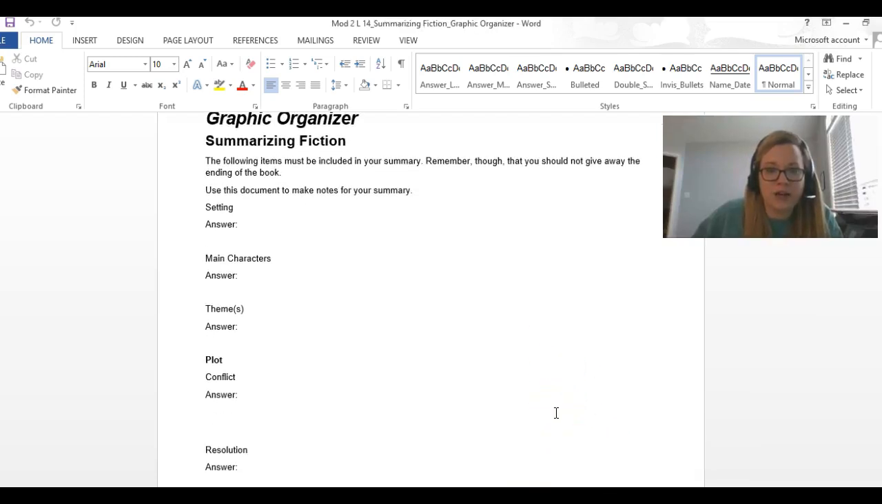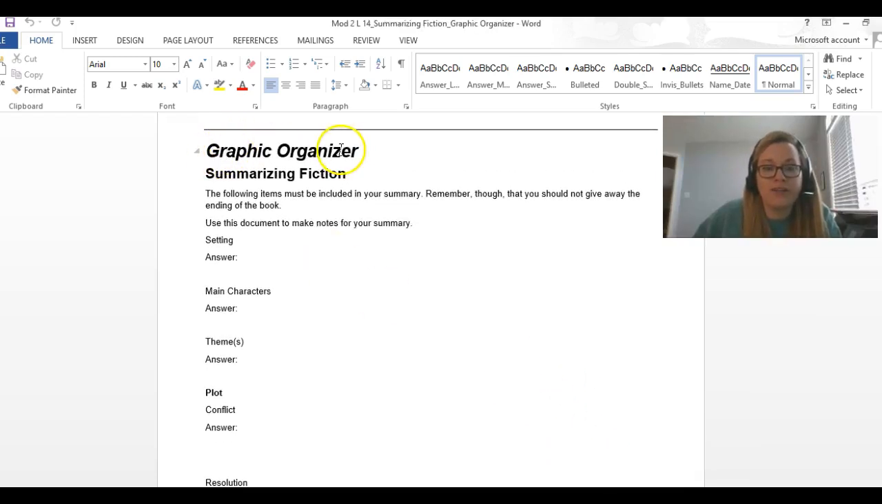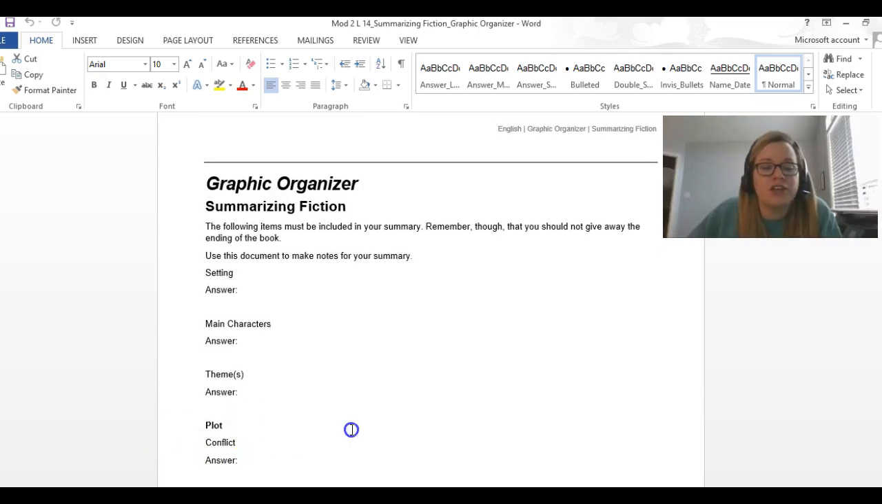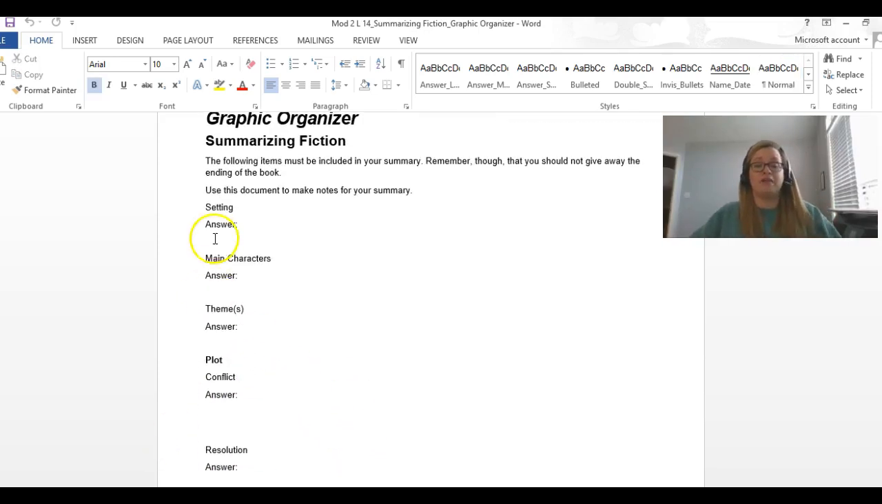All right, so this is the planning document, or we call it the graphic organizer, okay? This is from lesson 14, and if you go through lesson 14, it tells you all about the setting, the main characters, the theme, the plot, and the resolution. So go through it, and if you need to write notes to yourself, like what is the setting? How do I know who the main characters are?